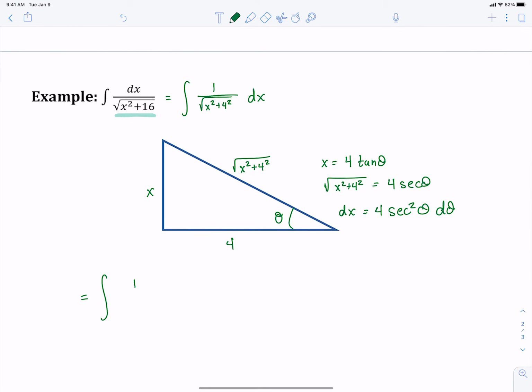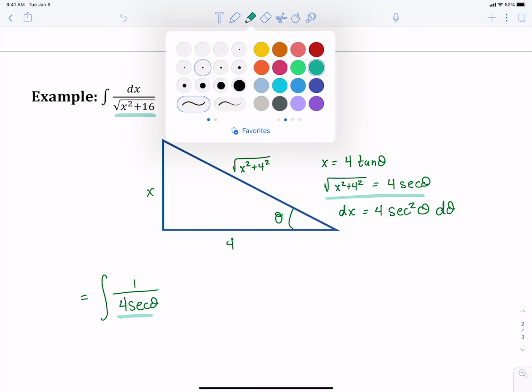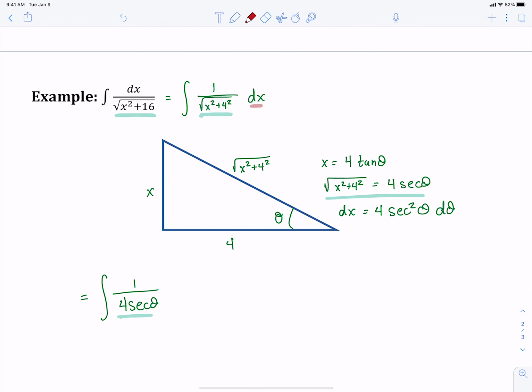And let's see, what do we have here? We have 1 over, at the bottom of this fraction, the square root of x squared plus 4 squared. So that's our 4 secant of theta. That was already underlined in green, so we'll underline that in green, and we used that. And then the last thing that we need to replace is this dx. And dx is 4 times secant squared of theta d theta. And our integral is totally in terms of theta now.